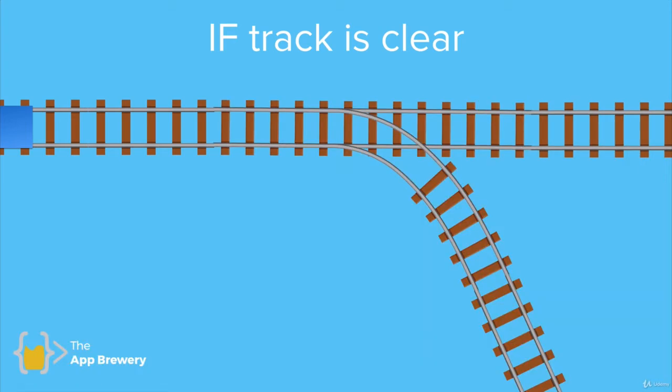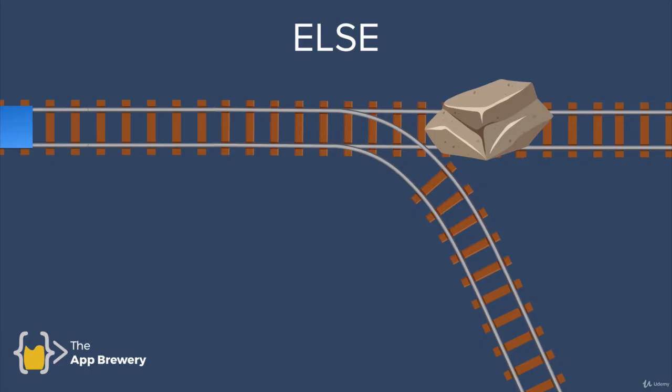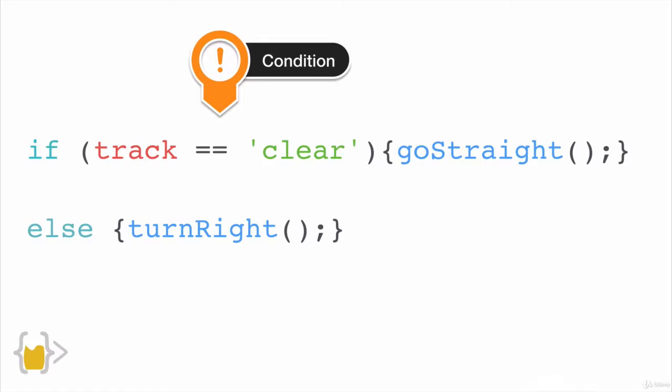In the last lesson, we saw that in addition to just using a simple if to trigger some statement when the conditions are met, we can also use if and else. So let's say that we're saying if the track is clear, then the train should go straight, but else, i.e. if the track is not clear, then it should turn right instead. In this case, this is what the code would look like.